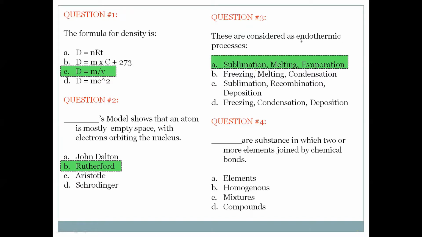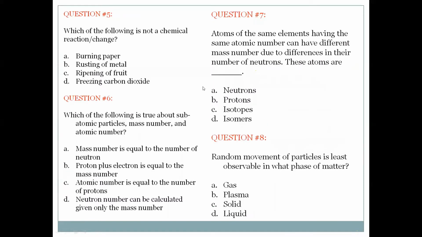So endo meaning the absorption of heat. Okay? Next, blank are substance in which two or more elements joined by chemical bonds. It is compounds. See, two or more elements. Okay? Next, which of the following is not a chemical reaction or change?